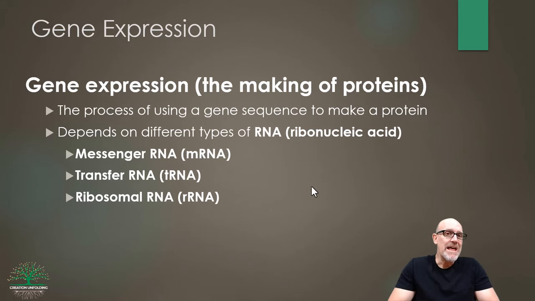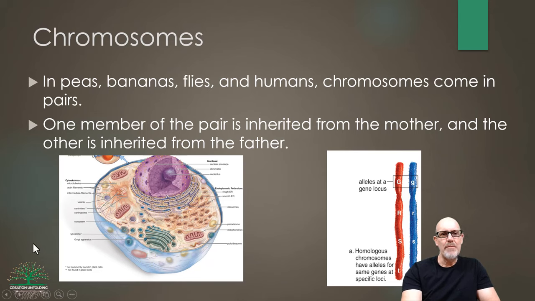Okay, so first of all, let's look at gene expression. Gene expression just means the making of proteins. And there are three main players involved in the making of proteins: messenger RNA, transfer RNA, and ribosomal RNA. We will talk more about those shortly, so don't get too stressed out about that. But before we go there, we do need to talk about chromosomes really briefly, chromosomes and genes.